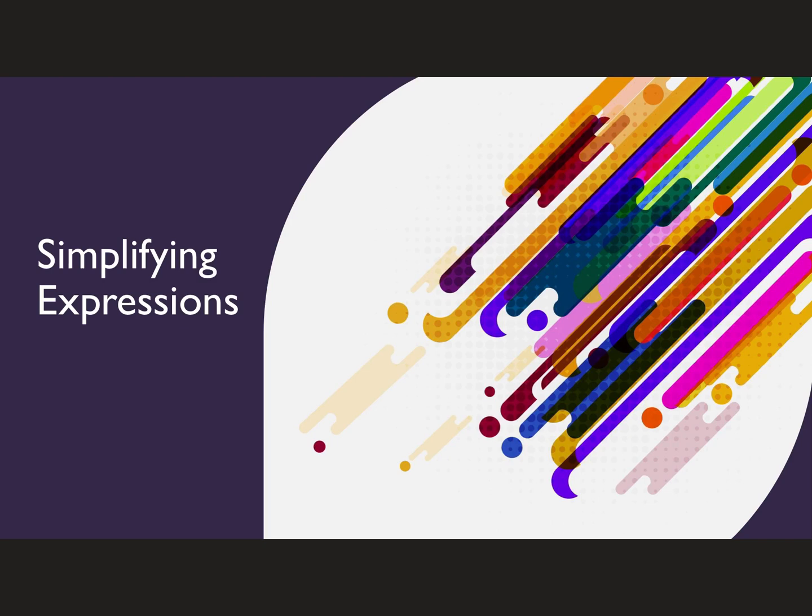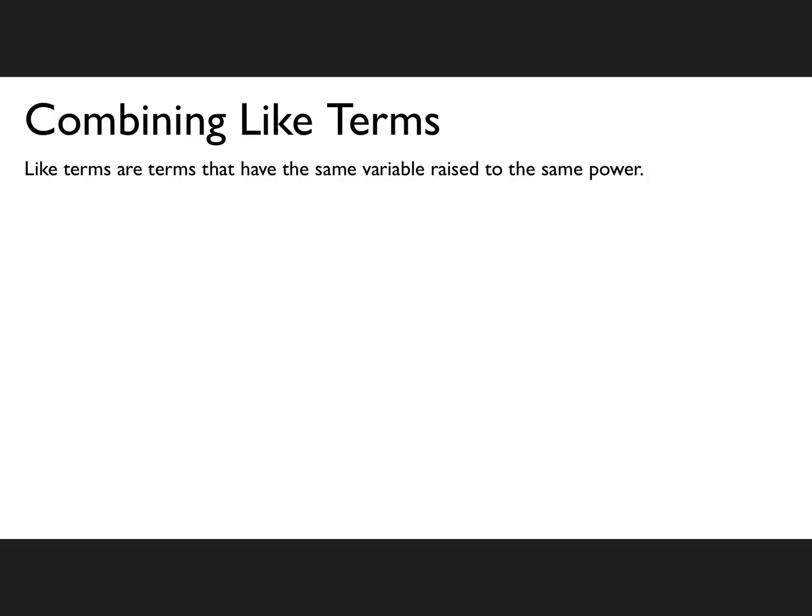As we start our solving equations unit, it's really important to learn how to simplify expressions because that's going to make solving equations easier in the future. The first thing we're going to review is combining like terms. Like terms are terms that have the same variable raised to the same power. For example, 4x, 3x, negative 2x, x by itself. Those are all like terms.